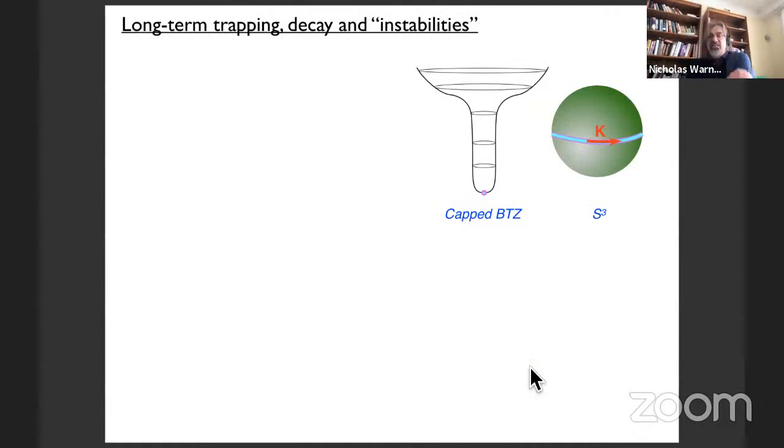Okay, since this also came up, and I think Monica was asking a bit about this, I wanted to say a little bit more about the Eperon, Reall, Santos story. So we have these cap BTZ geometries in a 3-sphere.